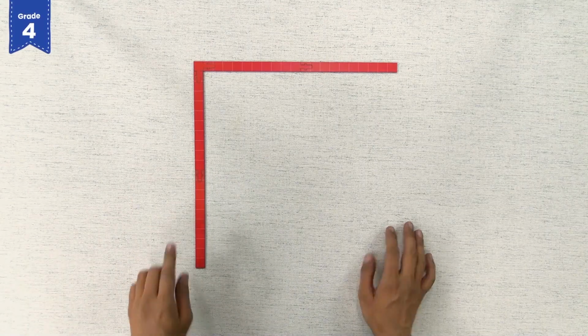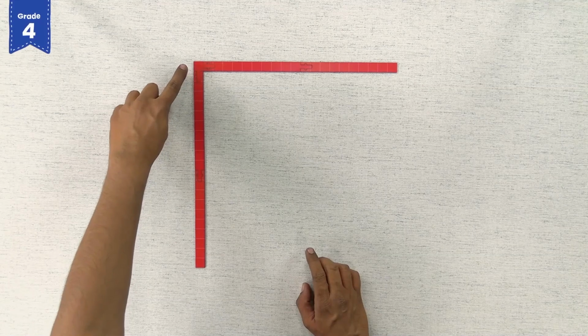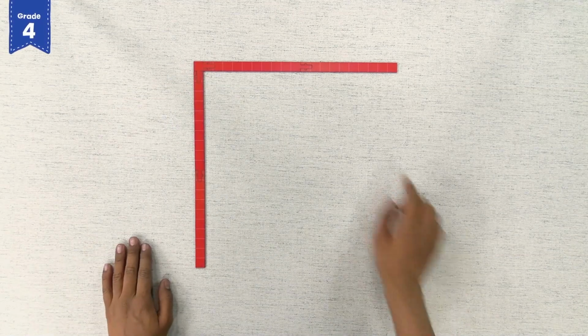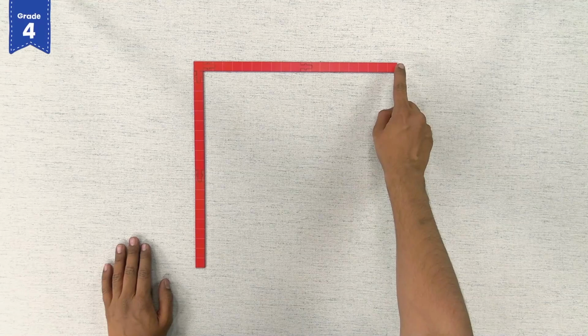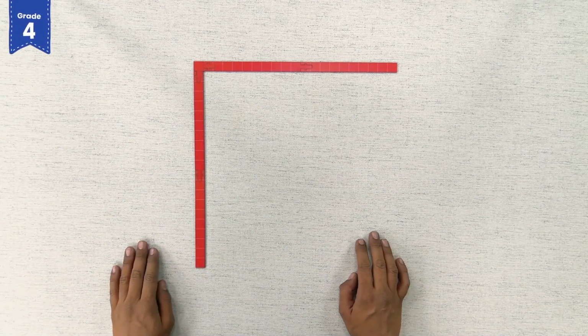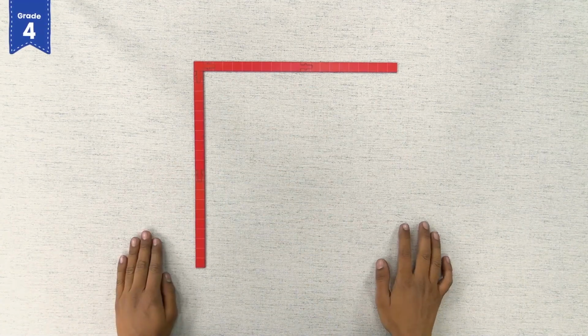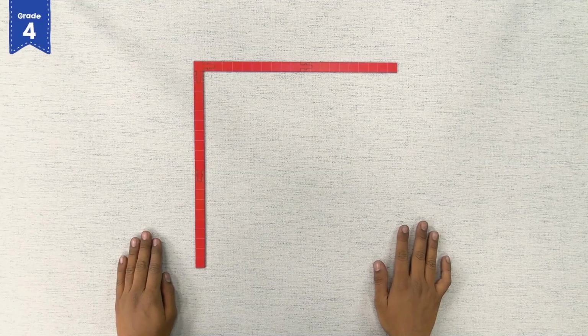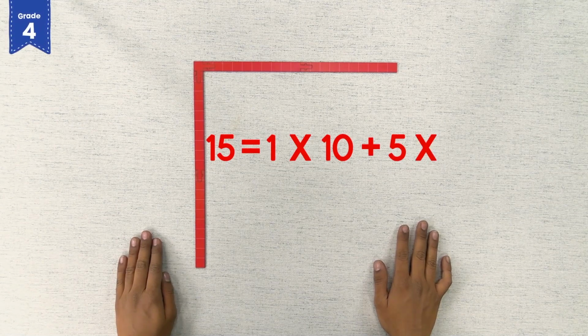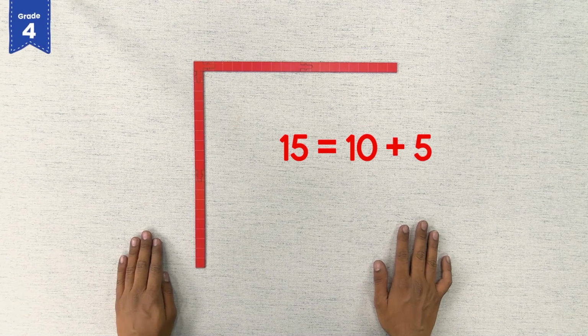Connect each boundary stick with the boundary end stick and join them together with the connector. This is the horizontal side of the array and this is the vertical side of the array. We shall now represent the 2 numbers on the 2 arms of the array. The expanded notation of the number 15 is 1 multiplied by 10 plus 5 multiplied by 1, which makes the expanded form of the number 15 as 10 plus 5.